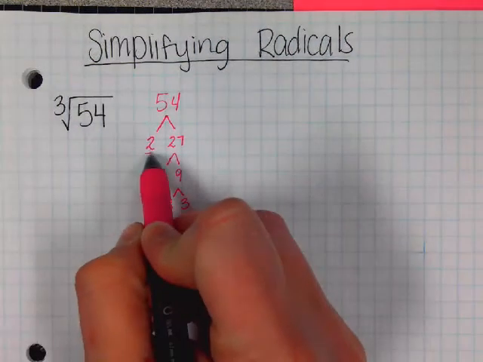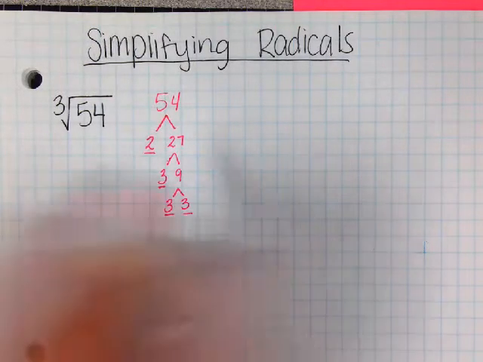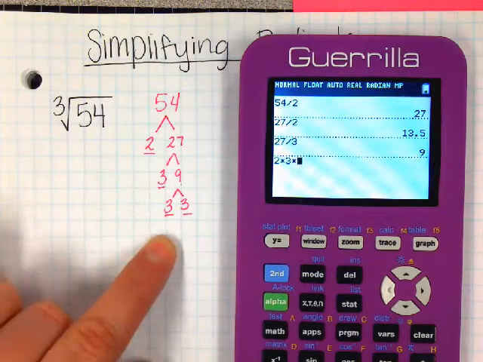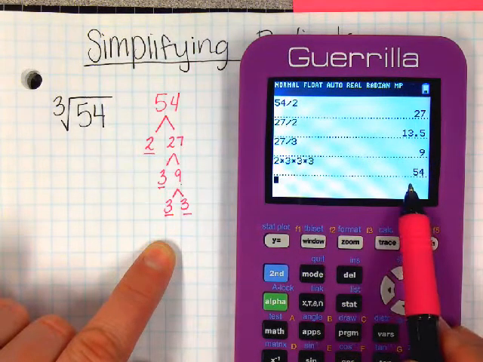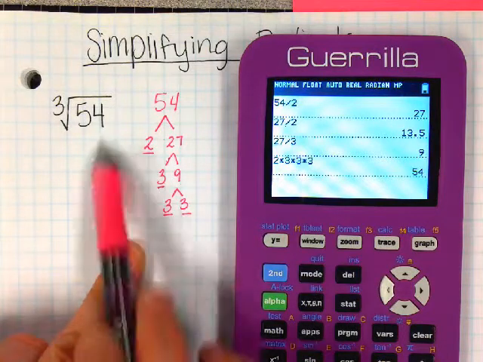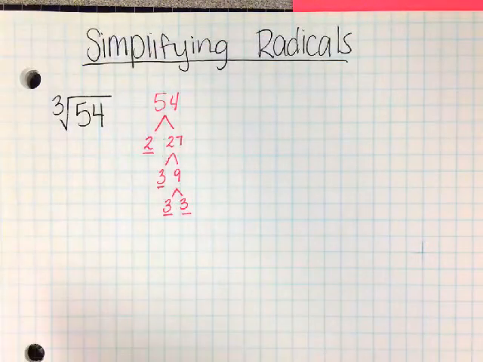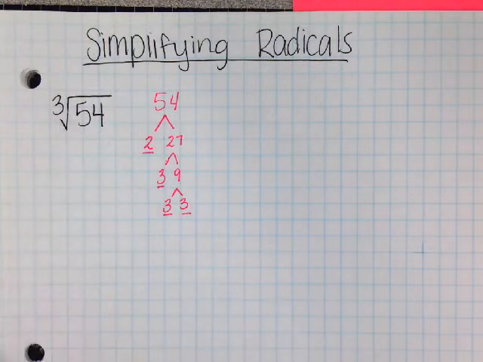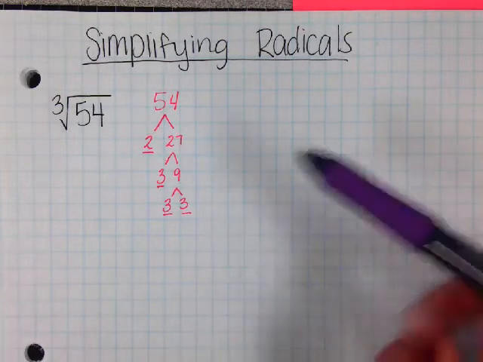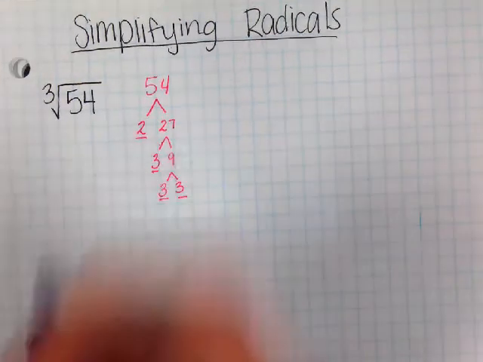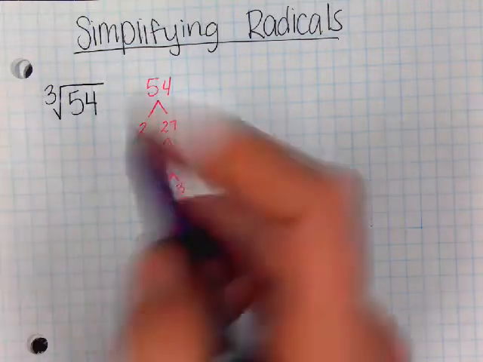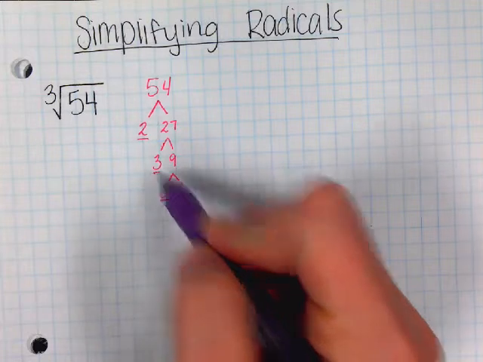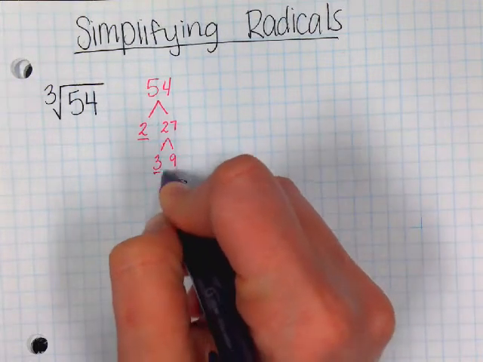The bottoms of these trees are the actual numbers that multiply into 54. So 2 times 3 times 3 times 3 should give you 54. Remember we were talking about the third root of 54, so you're looking for what number times itself 3 times gives you 54. We definitely know that 2 is by itself, there's no repeated 2. And then we have a 3, a 3, and a 3. I'm going to circle those.